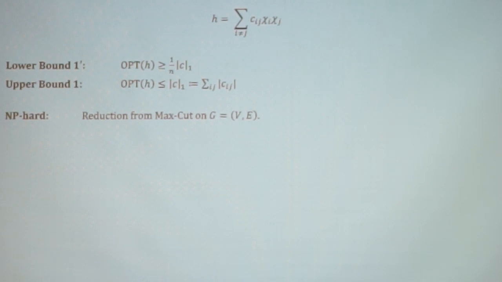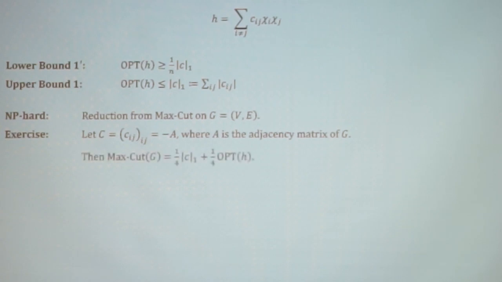Just to state it briefly, I'll call it an exercise. If you take the graph and let A be the adjacency matrix of the graph, you let the Cij's be the negative of the adjacency matrix, so all the Cij's are minus 1 if there's an edge between i and j. Then it's not hard to check that the maximum cut in the graph, the maximum number of edges that you can cut by the best partition into 2 parts, is basically the optimum of the resulting degree 2 polynomial. It's 1/4 times the optimum plus 1/4 times the sum of the absolute values of the coefficients.